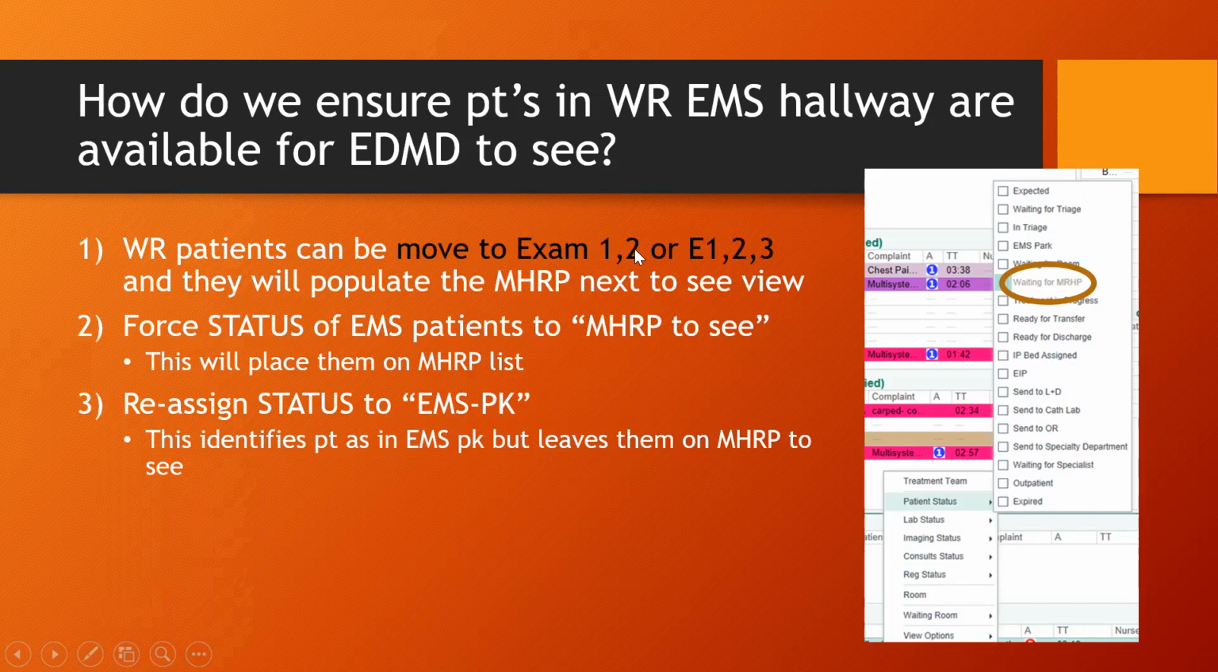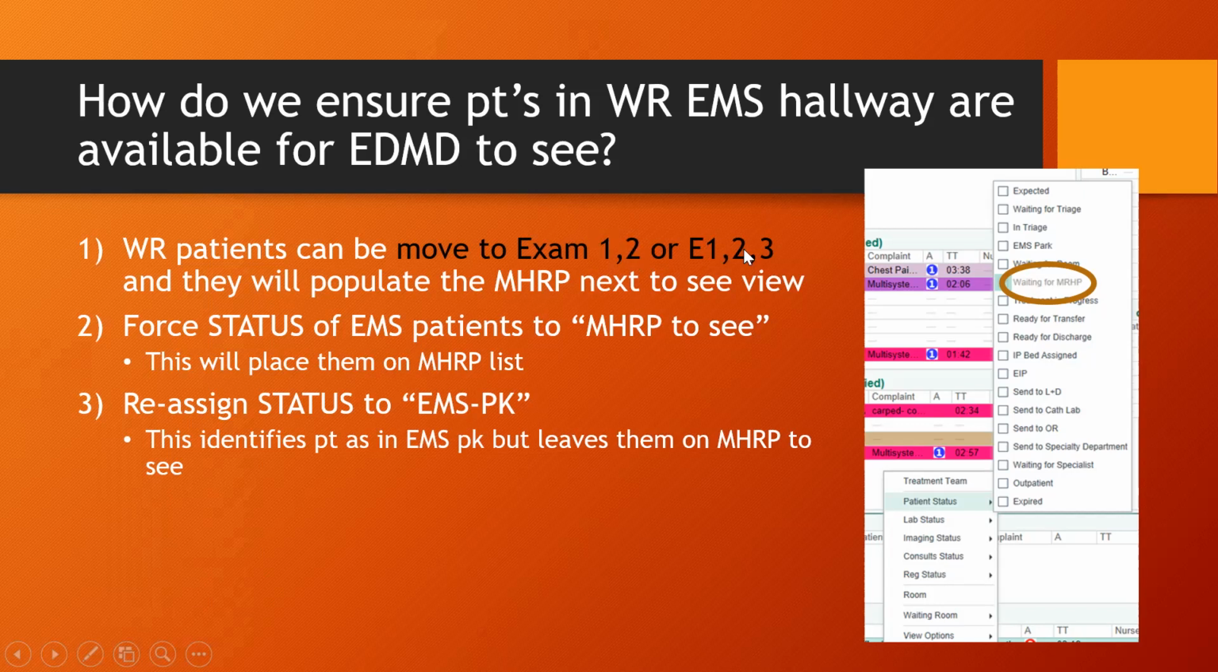So exam 1 and 2, well, except exam 1 especially, we put in our chest pain protocols. So you put that patient in that room, it's going to show up on your MRHP next to C screen. You can go ahead and maybe put that patient, the mental health patient or your immunocompromised patient, in exam 2 in the order that you want them to be seen, and they will show up under MRHP next to C.